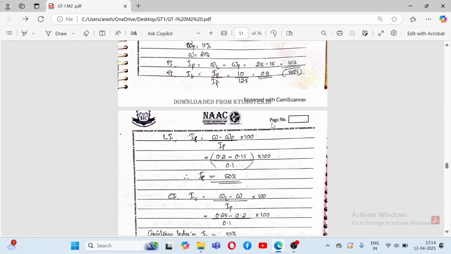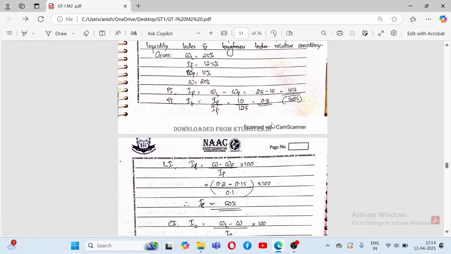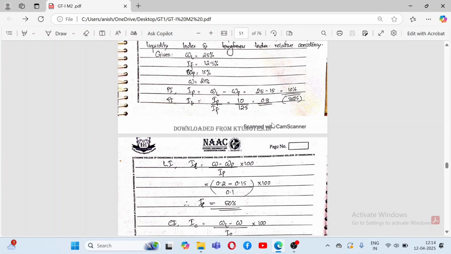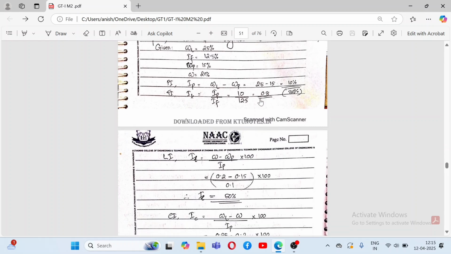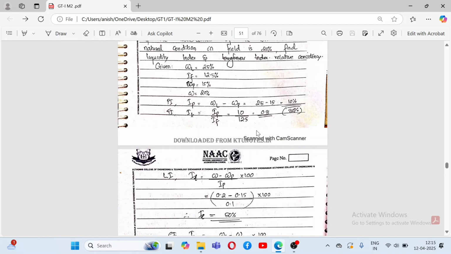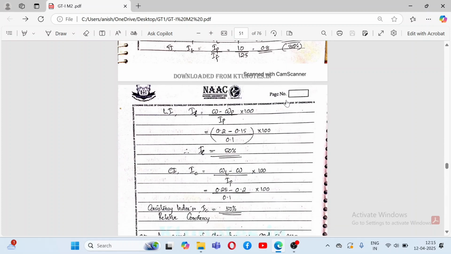Then what is yet to be found? W minus WP divided by IP, that is the liquidity index. You need to find the liquidity index and relative consistency here. So look at the equation, W minus WP divided by IP. When you solve a problem, first just note down what is to be found: liquidity index and relative consistency. Just write the equation there, and what is not there, try to find that. First IP should be found out, which we already got, right?